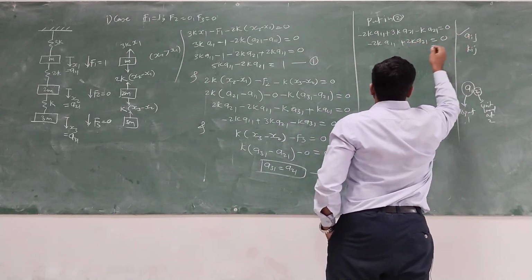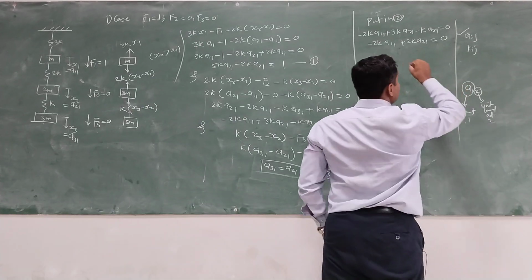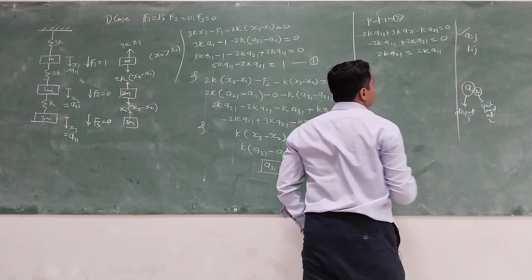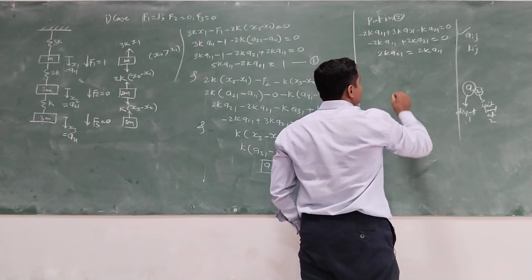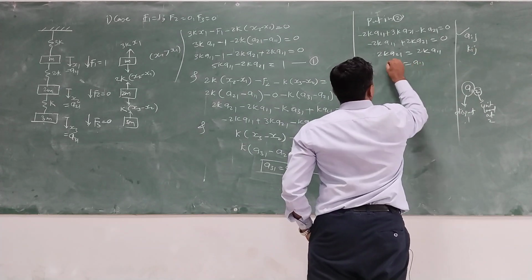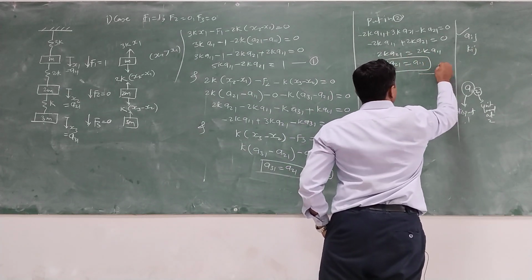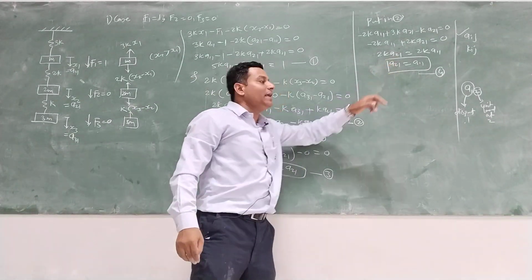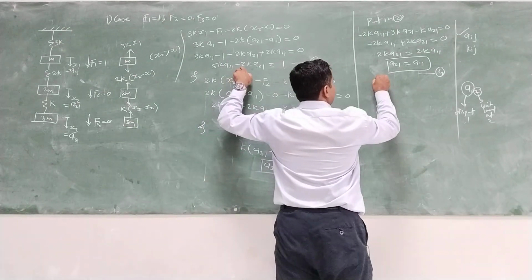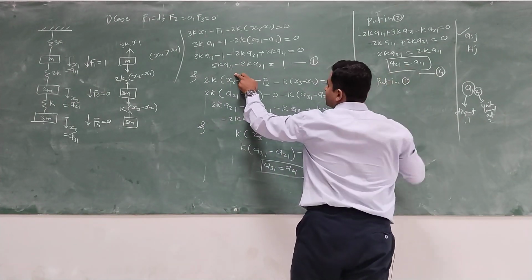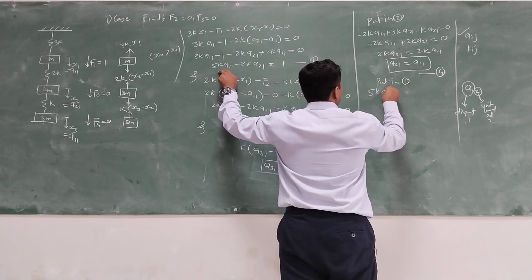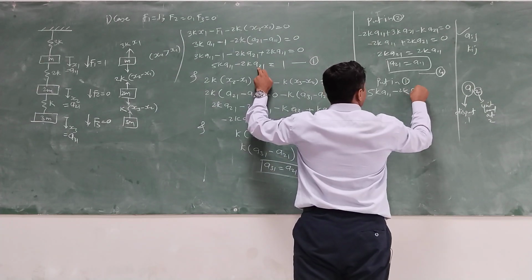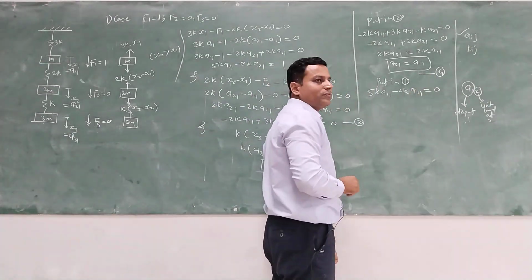So transfer this on that side, send the minus term across. So 2k A21 is equal to 2k A11. 2k will get cancelled. So A21 is equal to A11. Equation number 4. Now put this value of 4 in equation 1. Put in 1. So 5k A11 minus 2k A21, which is A11, is equal to 0.